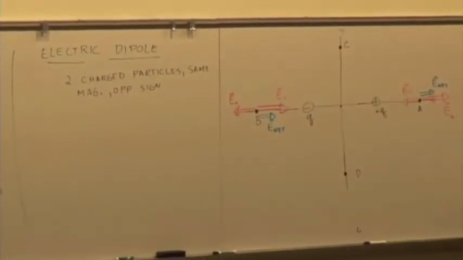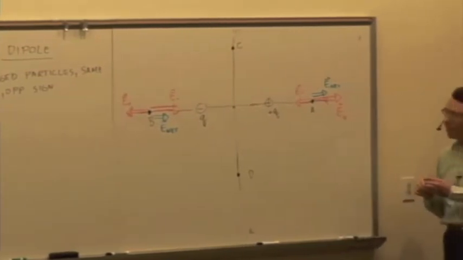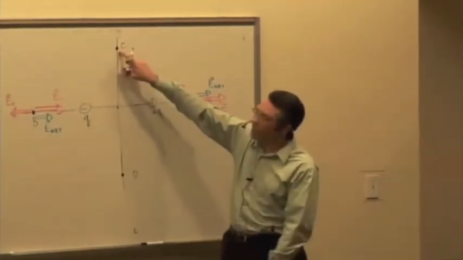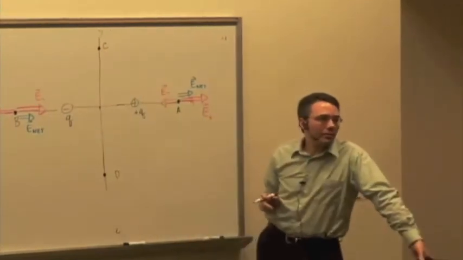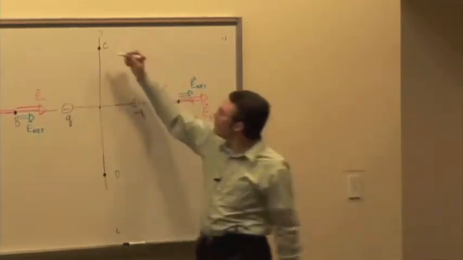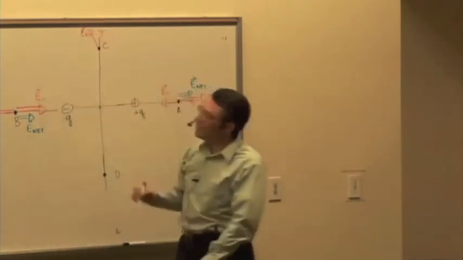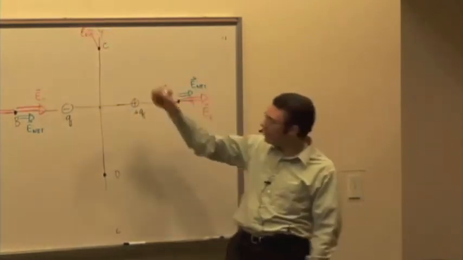Let's look at the vertical axis here. Let's draw at this location E due to the positive. That's pointing kind of, yeah, up like that. E due to the negative, down and like that.